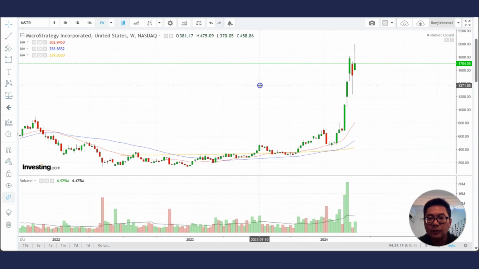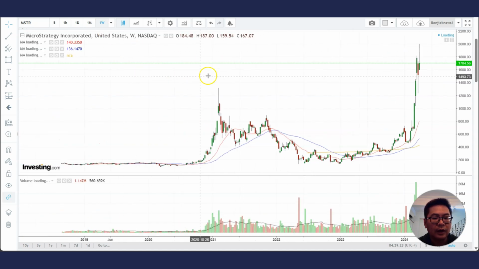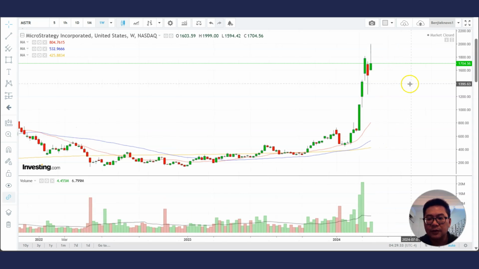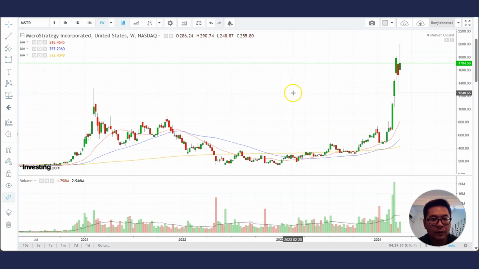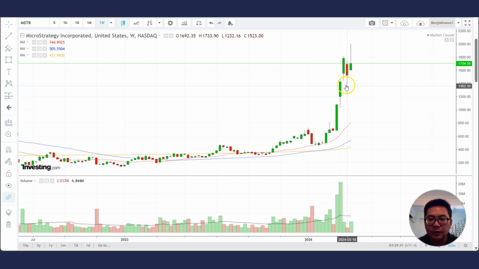Now, one thing good about the weekly chart is this: it is in a new all-time high, and when the stock goes up too rapidly, there will be people who will be selling the stock to capture profits. But look at this bottoming tail here, and also the former highs here. I want you to look at this bottoming tail here.